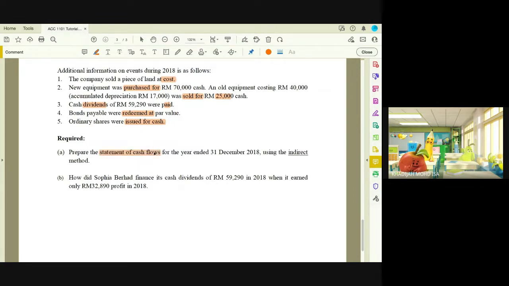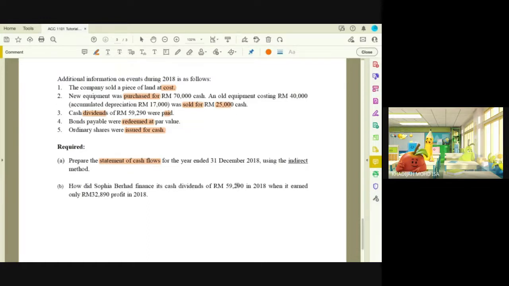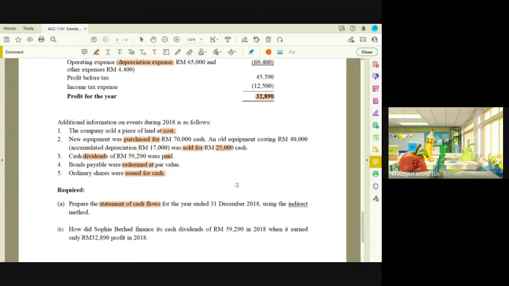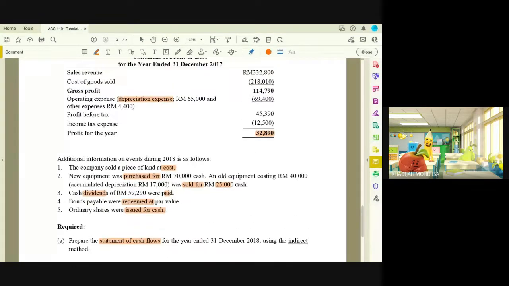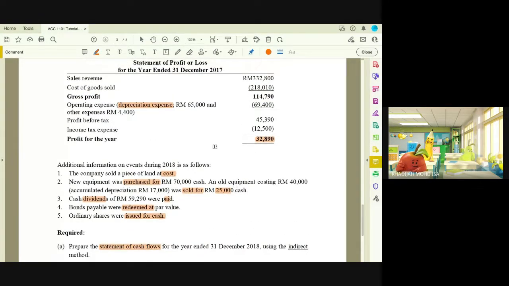And then, how did Sophia Berhad finance the cash dividend when it earned only 32,890? Never mind. We do part A first. All right. So for part A, you're going to start with your profit for the year. Right. So let's look at the answer. I think that is Sophia? Yes, Sophia.